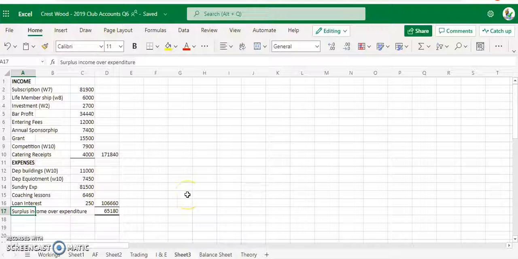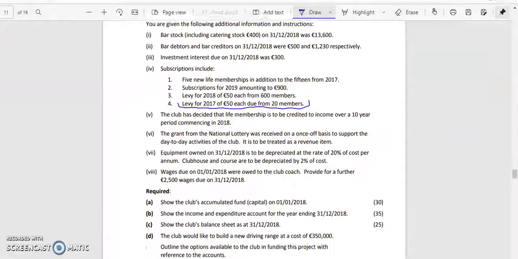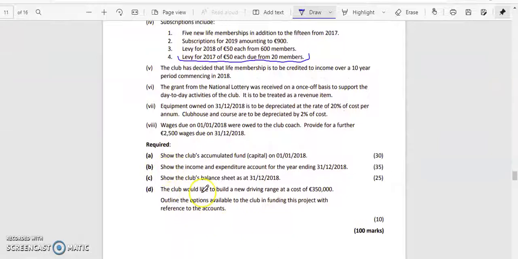So that's part B completed, your income and expenditure account. And now we're going to move on to part C.